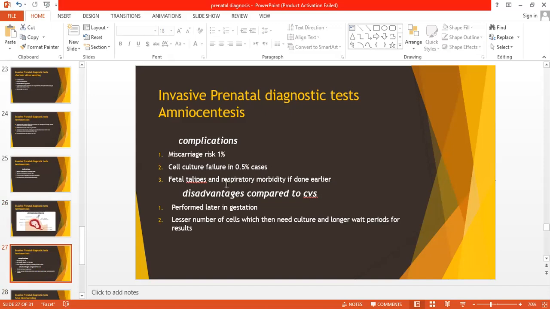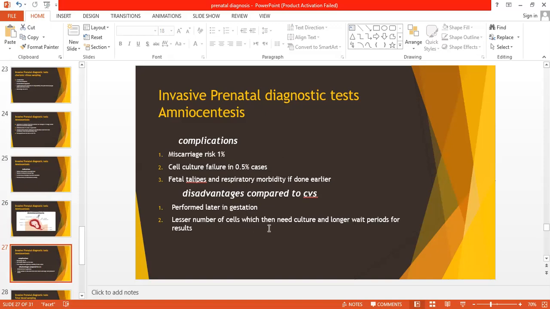आपको last lecture में बताया था that for the development of fetal lungs, sufficient amount of amniotic fluid as well as the sufficient intrathoracic space is very important. तो अगर आप earlier gestation में amniotic fluid ले लेंगे तो it can result in pulmonary hypoplasia. The disadvantage as compared to CVS is that it is performed later in gestation. ठीक है, later in gestation है तो termination भी फिर later in gestation होगी, और termination चूंकि later होगी तो it will be difficult to terminate the pregnancy.